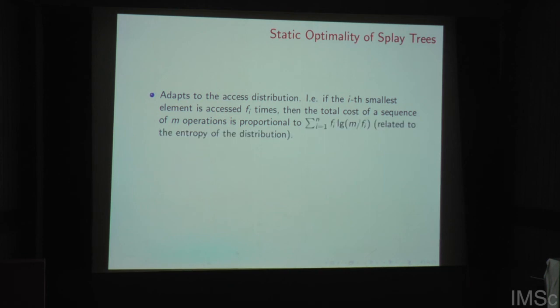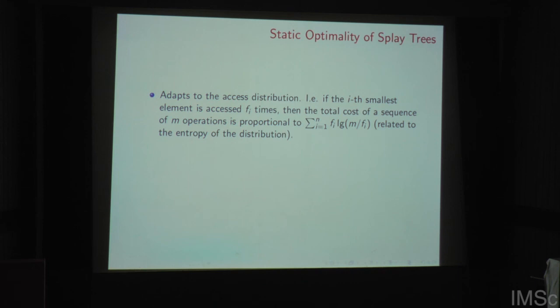So in particular, let's say if fi is the frequency of accessing the ith element, then the total cost of these m accesses, where m is the summation of fi, turns out to be related to the entropy of this distribution. So it's fi times log m over fi. Okay, and this is nice. And in practice, typically when you access an element, you end up accessing it again. I think, for example, the phone directory in your telephone may be using splay trees, because you go to a different location, suddenly you start calling a number, and you will realize that in the log, these numbers will come up to the top of the list.